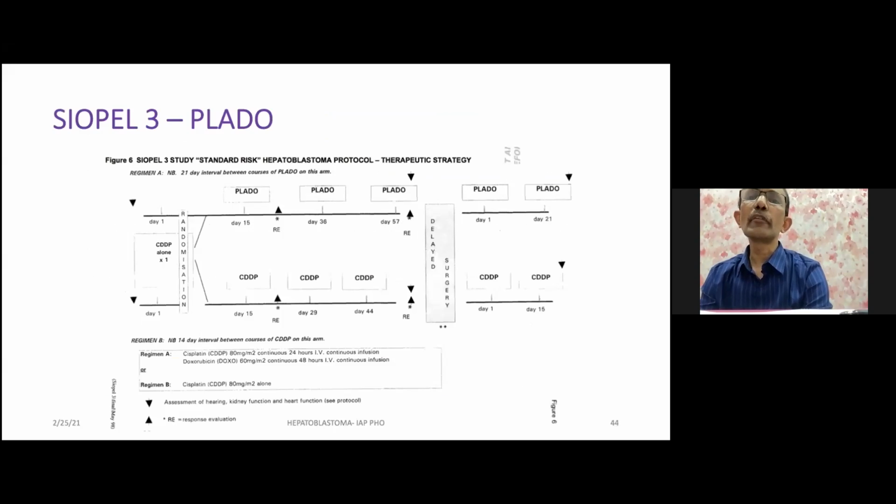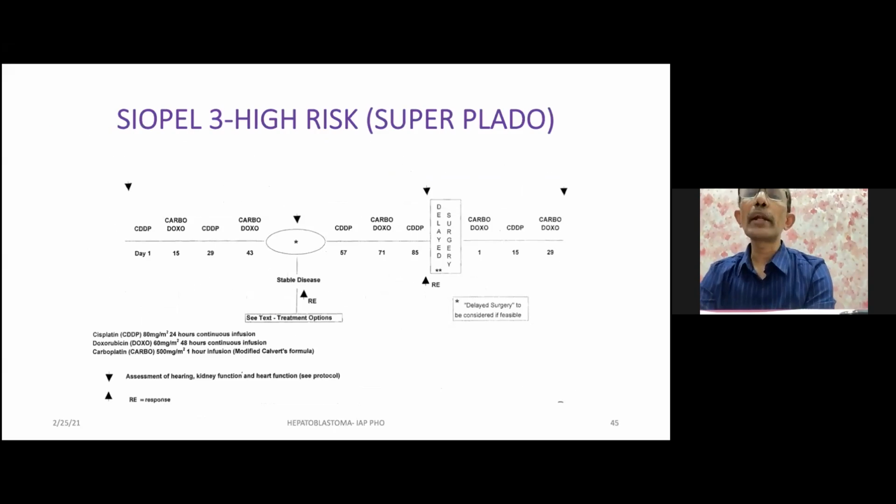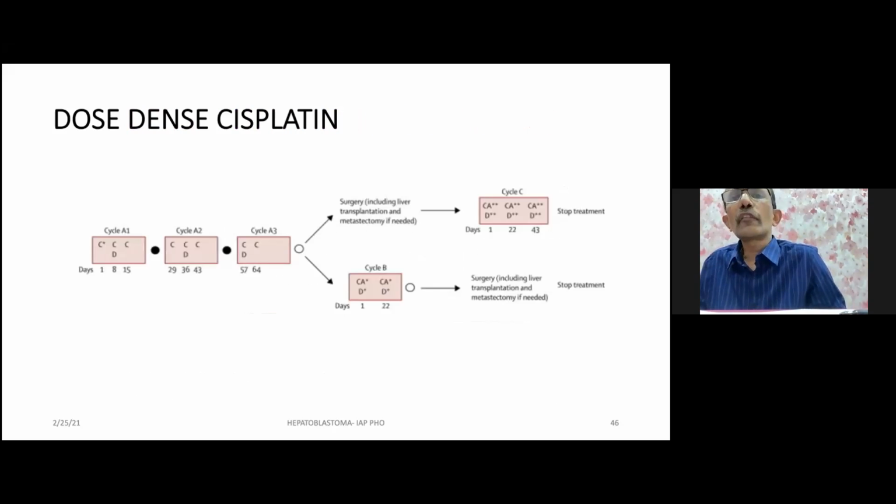Everybody will be familiar with the PLADO. See, in super PLADO, there is a confusion for many students. Super PLADO, mentioned in SIOPEL 3, is for high risk hepatoblastoma. It is 2 weekly. Every 2 weeks, you give chemotherapy, cisplatin alternating with carbo and doxo. But there is another protocol called dose dense cisplatin super PLADO. Dose dense. You can go through that if you are not very familiar.